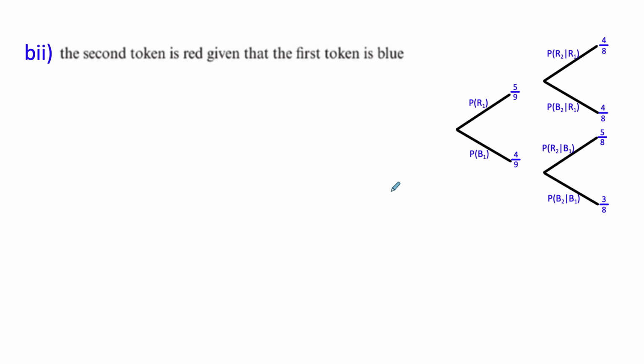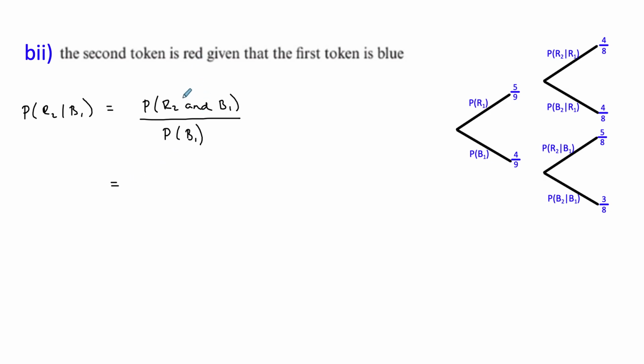Part 2 now says, what's the probability that the second token is red given that the first token is blue? So we want the probability of red 2 given blue 1. We can use our probability formula now and say that's going to be both of these things happening, so red 2 and blue 1, divided by the probability that the first one is blue.